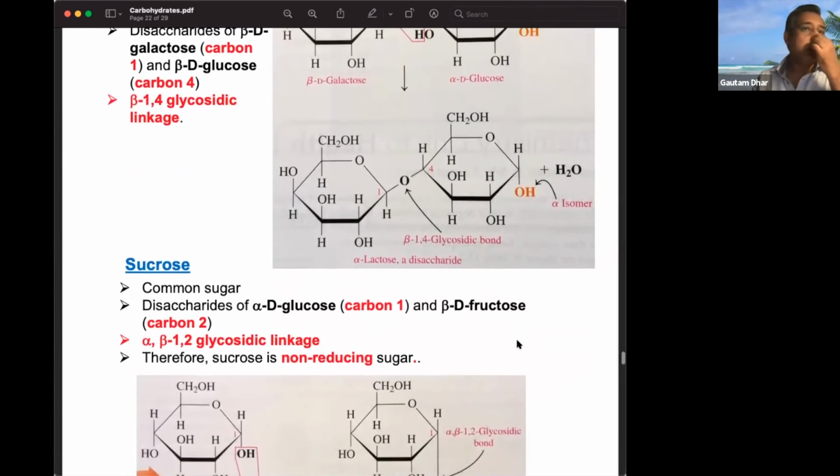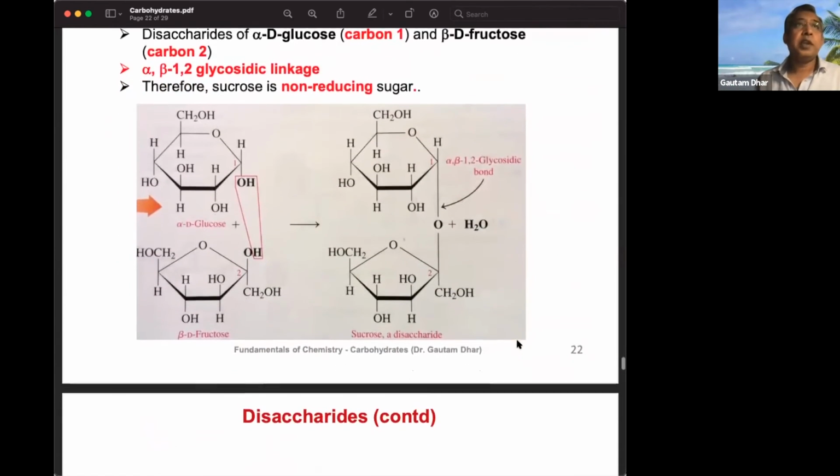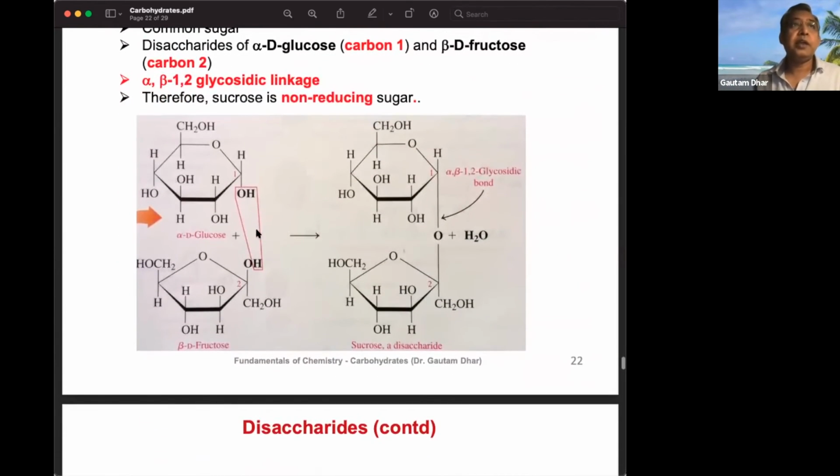So if you look at sucrose, now sucrose is a disaccharide between glucose and fructose. And the bond that you can see is alpha, basically pointing down. That means it's alpha, and 1,2. And when you do 1,2, both are anomeric carbons.